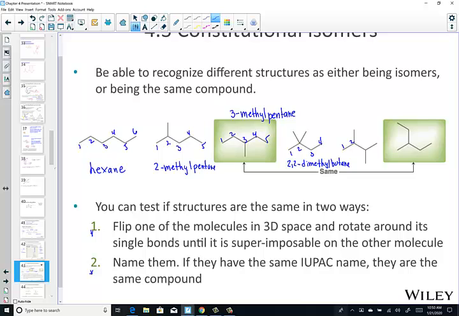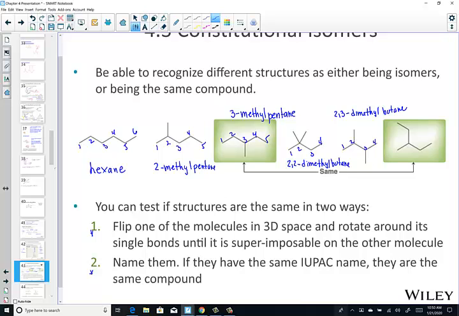This is also the longest chain as 4 carbons in a row, but now the methyl groups come off of carbon 2 and carbon 3. So the branching is a little different. 2,3-dimethylbutane.